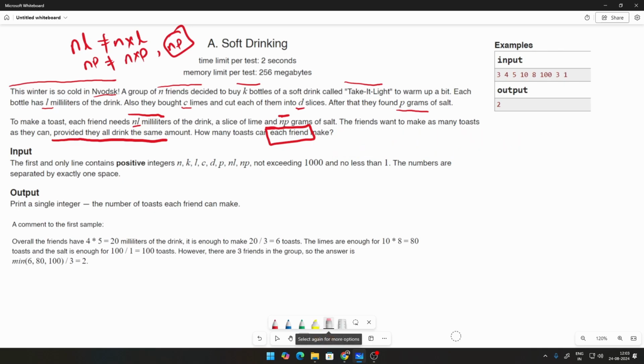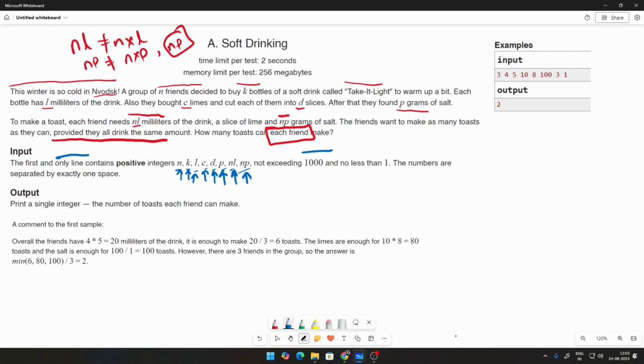Before that, let's just go ahead and see what the input looks like. They're saying it contains only one line. It contains the positive integers n, k, l, c, d, p, nl, and np. N here is the number of friends. K is the number of bottles of the soft drink. L is the ml that is there in each bottle. C is the number of limes. D is the number of slices of each lime. P is the number of grams of salt. NL is the number of ml that one toast needs. NP is the number of grams of salt that one particular toast needs. And they're saying none of this exceeds 1000. That is not important, but okay.